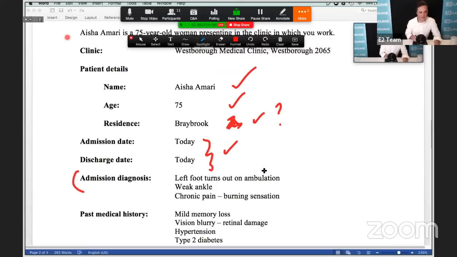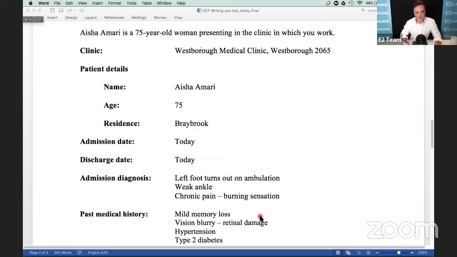Admission diagnosis is going to be really important. So the left foot turns out on ambulation, probably not that one, but I'll definitely include the weak ankle and the burning sensation or the chronic pain. In terms of past medical history, well, to be honest, I'm going to include all of this. So that was a bit of a trick for you, but there you go.